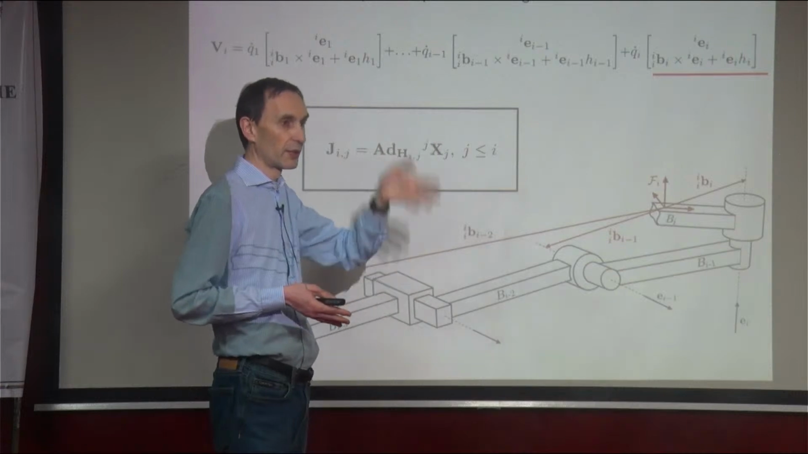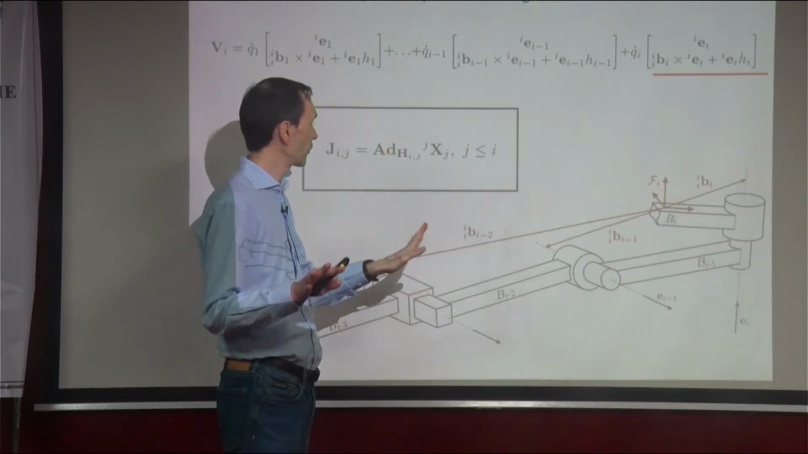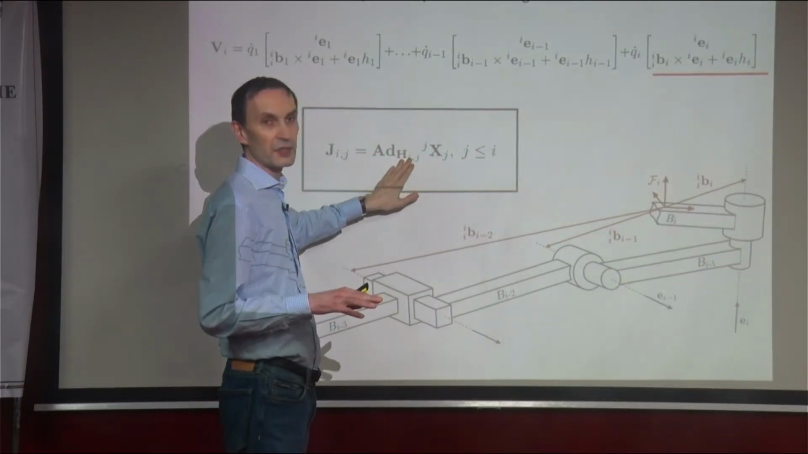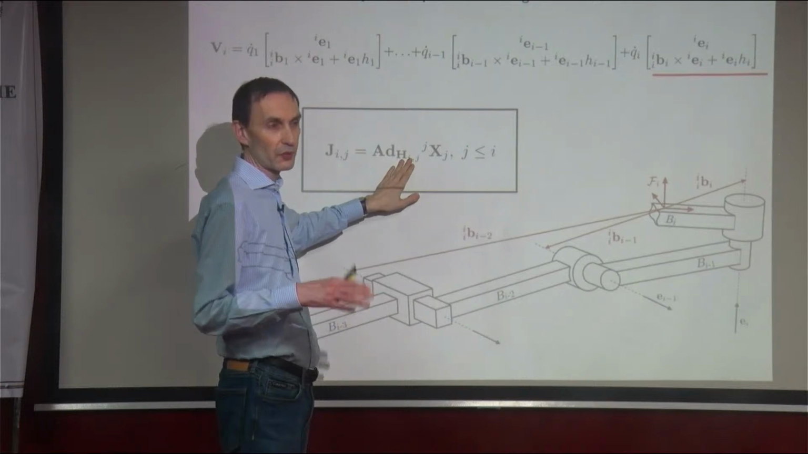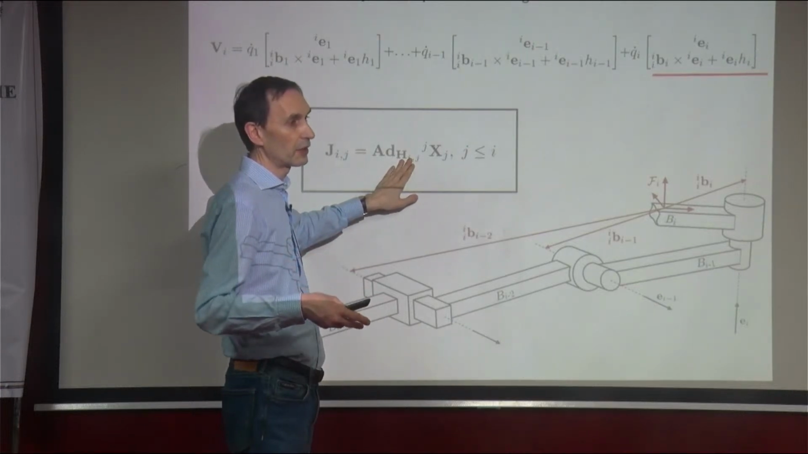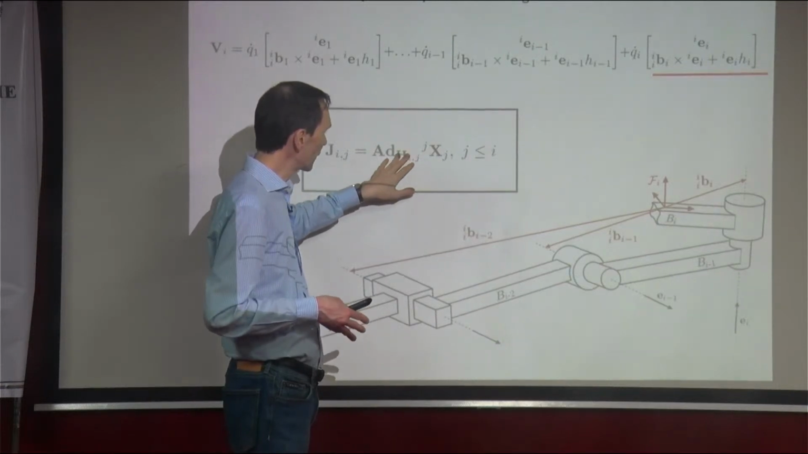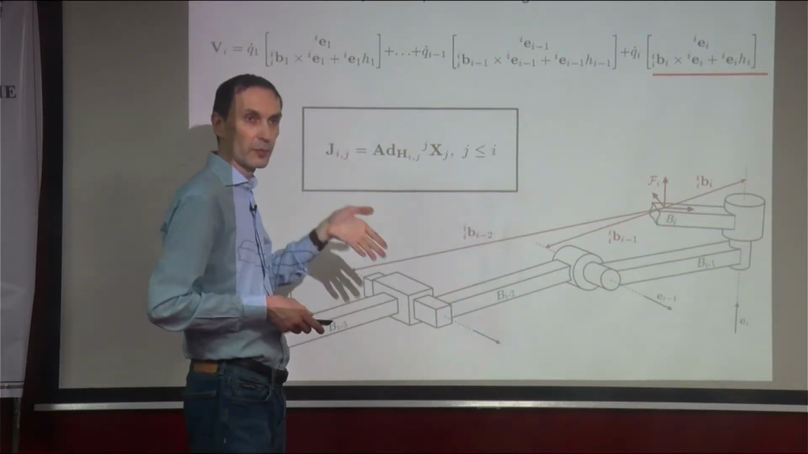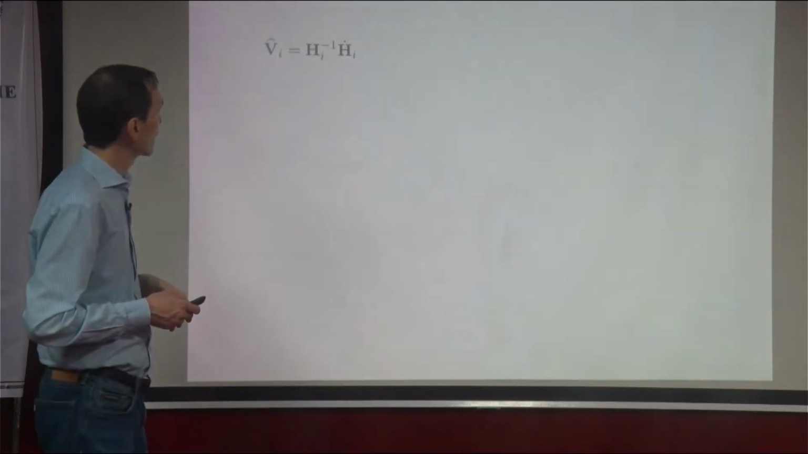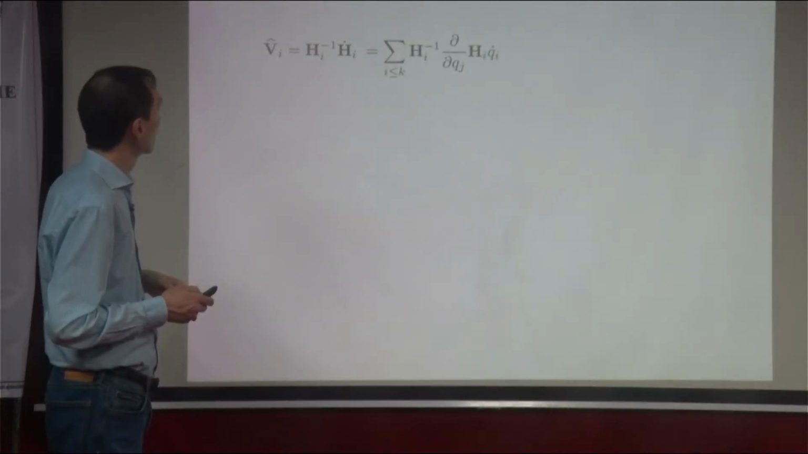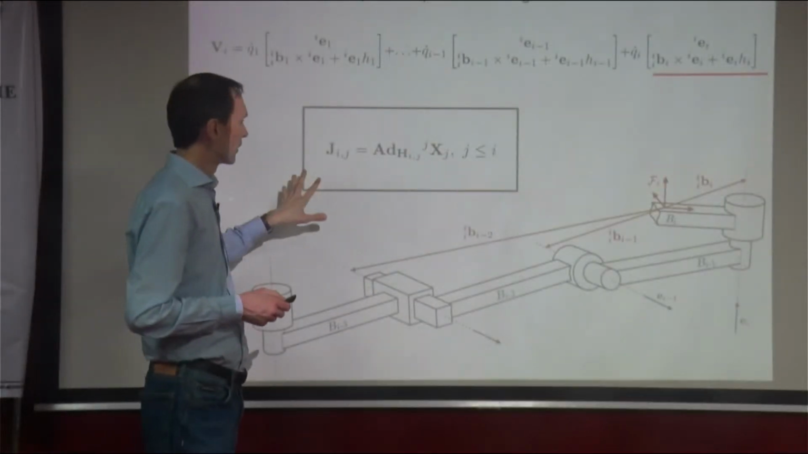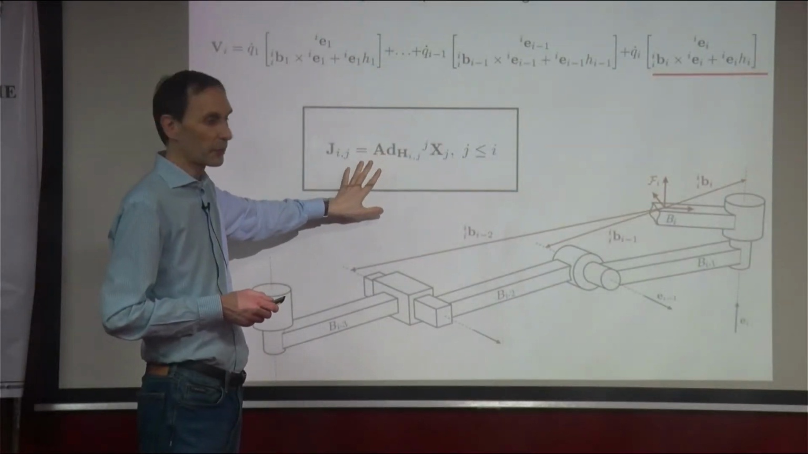You take this from the zero reference configuration, this is done. And then you construct your H matrices, because this is what comes out of the product exponential formula. And now you can use all this to get the columns of the Jacobian. And that's where we are. So this is how the Jacobian is constructed.